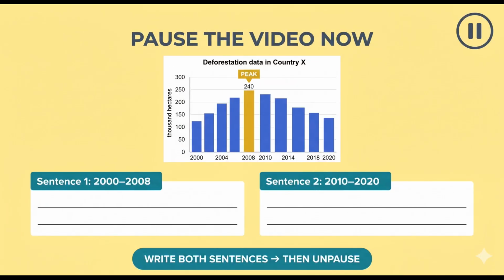Pause the video now. Look at the deforestation data for country X on screen. 2 tasks. Sentence 1. Describe what happened to deforestation from 2000 to 2008. Include the starting value, the peak value, and the years. Sentence 2. Describe what happened from 2010 to 2020. Include the starting value, the end value, and the years. Use the trend language from the previous slide. Include values and units, 1,000 hectares. Take about 30 to 45 seconds, write both sentences, then unpause for the model answers.